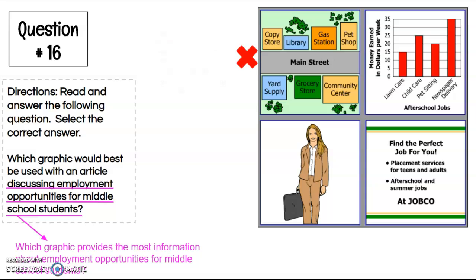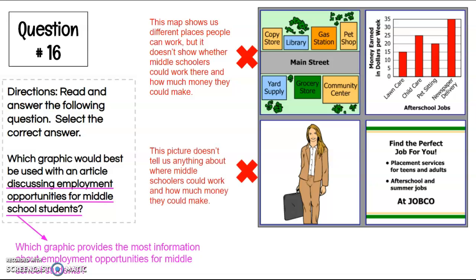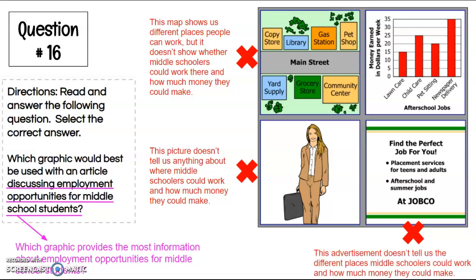So it's not this map one because it shows us different places people can work, but it doesn't show whether middle schoolers could work there and how much money they could make. So it's not really giving us that much information relevant to this article. The next one, this picture doesn't tell us anything about where middle schoolers could work and how much money they could make, so that's not really that helpful. This advertisement doesn't tell us the different places middle schoolers could work and how much money they could make either. So that's why the best answer is this bar graph. It shows different after-school jobs middle schoolers can have and how much money they can make in each one.